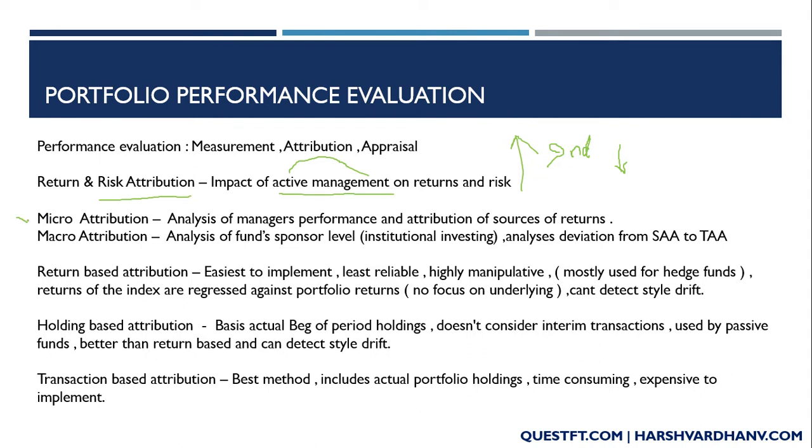Then there are two types of attribution. We have learned this in L2 also, micro and macro. As the name suggests, micro is basically the performance of the portfolio and seeing the sources of return. So how the fund manager is performing for each portfolio or each fund. And macro is at the fund sponsor level, which analyzes the deviation between the SAA and TAA.